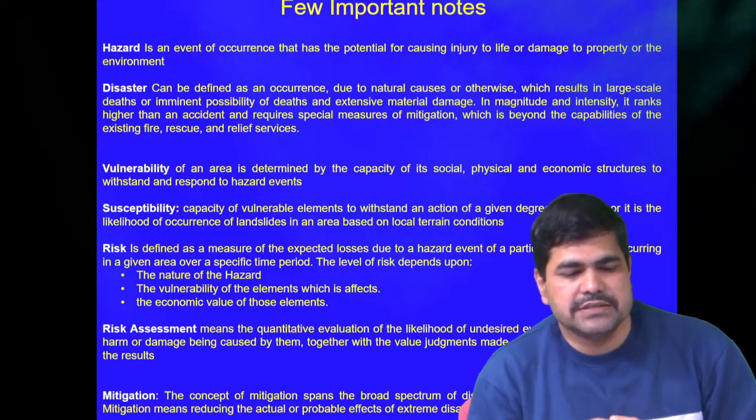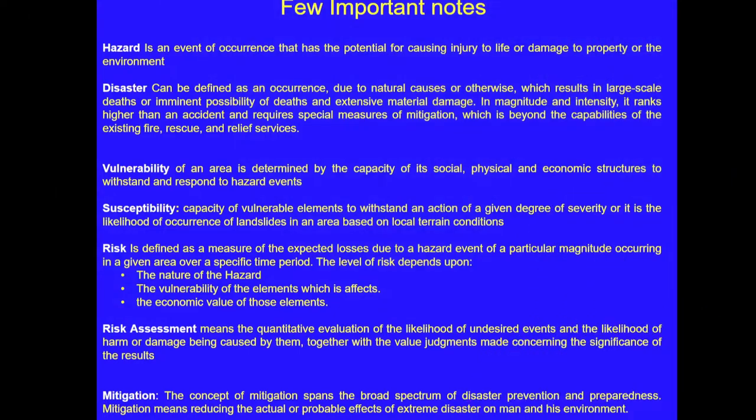Susceptibility, on the other hand, is the capacity of the vulnerable elements to withstand an action of a given degree of severity at a particular spatial location in a particular time. So from this we understand that vulnerability is basically element specific. We have to have elements which are at stake, basically social, physical and economic. It can be simply, suppose we take the building layers, building footprints, we can take the cropland, the agricultural lands, like this, and the roads.